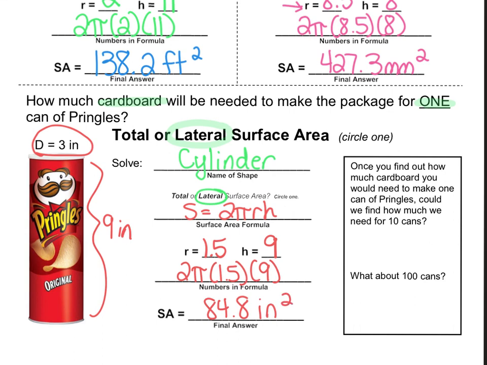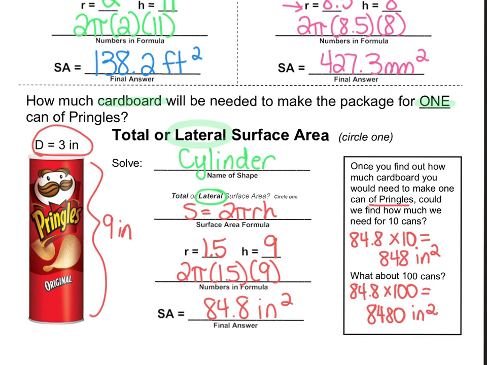Now, that's for 1 can. Once you find out how much cardboard you would need to make 1 can of Pringles, could we find out how much we need for 10 cans? Well, sure we could. If we know that 1 has 84.8 inches, we just multiply that by 10, and we know that we would need 848 inches squared for 10 cans. What about for 100 cans? Well, we would take our 1 can and multiply it by 100 and see that we would need 8,480 inches squared for 100 cans.